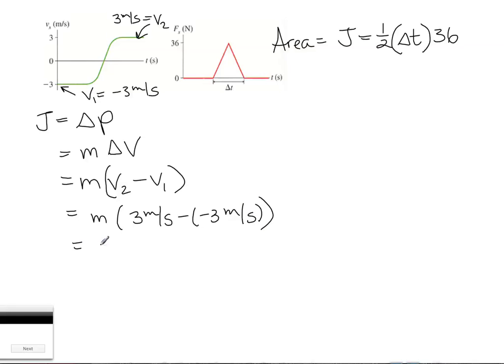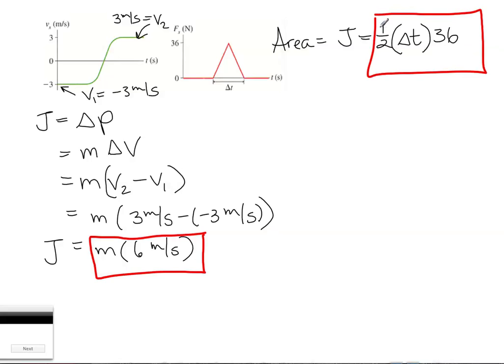So that's the mass times 6 meters per second. I think different people have different masses, so I'm not going to plug that in. But the impulse momentum theorem then says that this thing here has to be equal to this thing there. So I set those equal to each other. The mass, whatever it is, times 6 meters per second, that has to be equal to 1/2 the delta t, that's what I'm looking for, times 36 newtons, and I can solve for delta t.